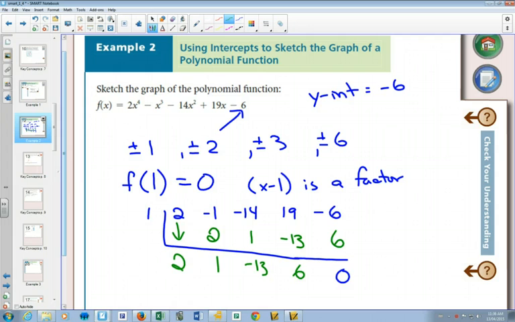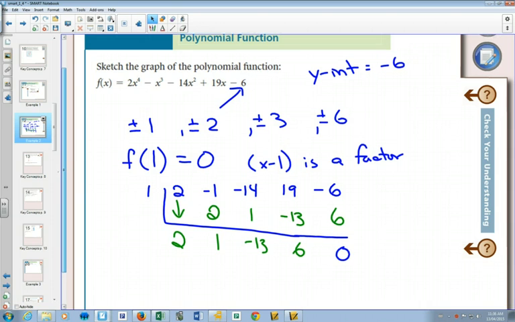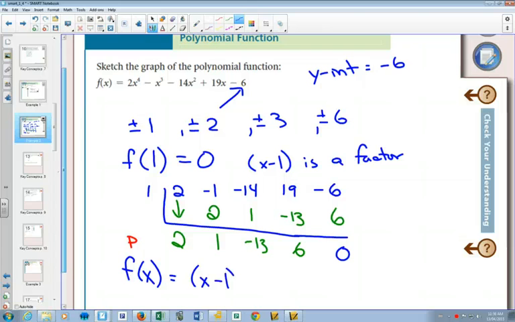So we can write our first division statement. Okay, our first division statement, the result of this tells us, and I'm going to write f of x for my polynomial. We divided by x minus 1, and we got 2x cubed plus x squared minus 13x plus 6 as our second factor. And our second factor is still an x cubed, and so we have to go through this process again to see if we can find another factor.